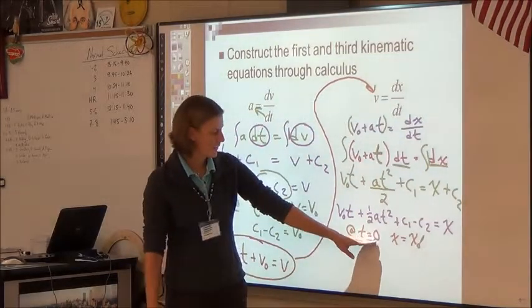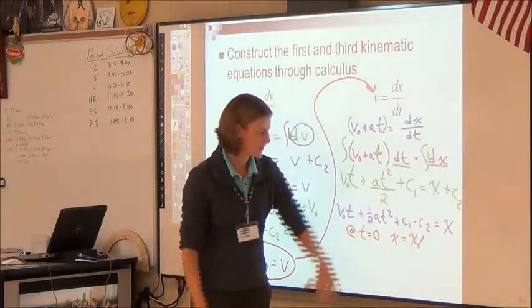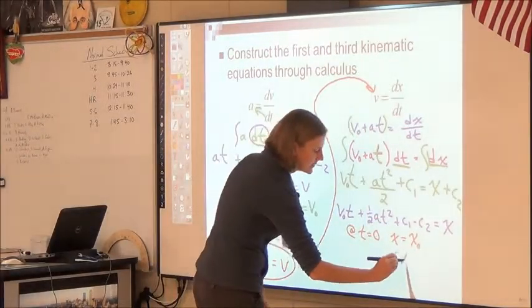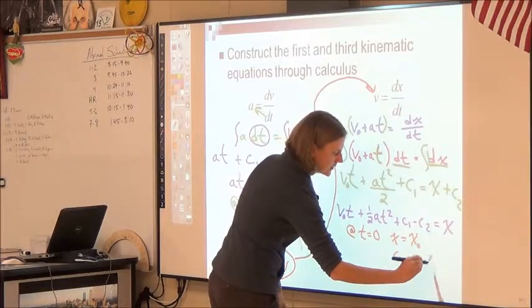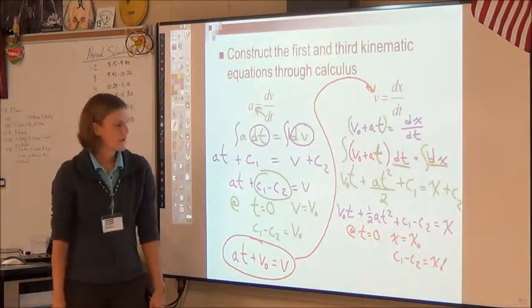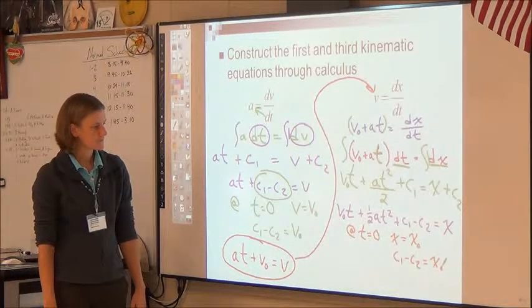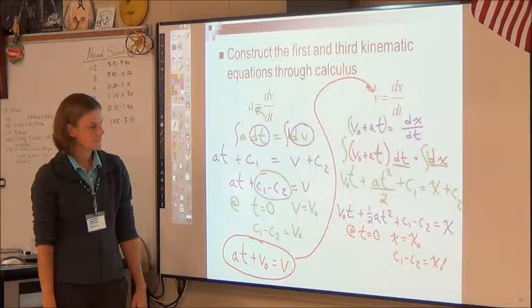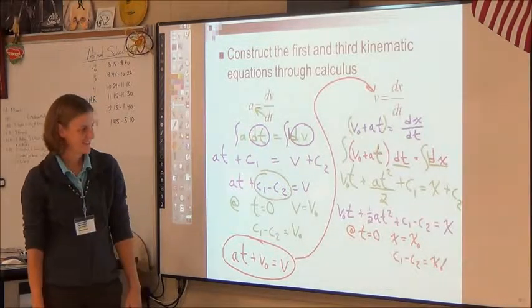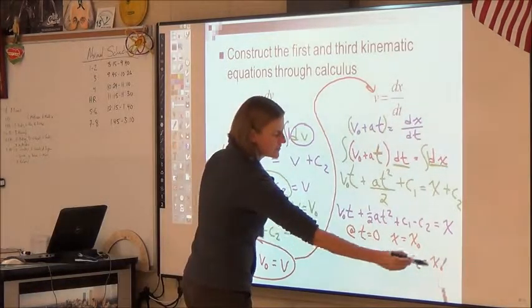And if I go ahead and plug in t equals 0, of course that goes away. That goes away. So my constant is just simply equal to x naught. And I wish I had written just a little bit smaller. But, so plug in the C1 minus C2, just plug in your x naught.